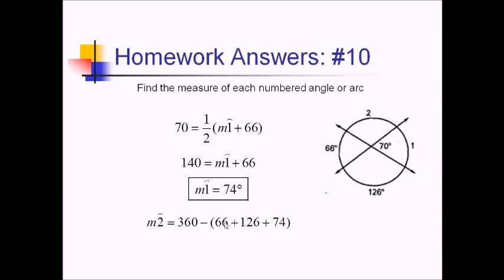So let's see, 66 and 74, that adds up to 140, plus the 126, that's going to be 266. Subtracting that from 360, that's going to be 94 degrees.